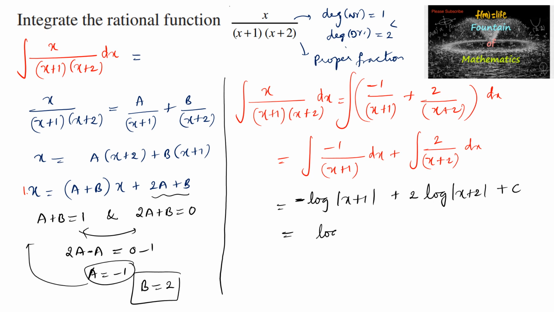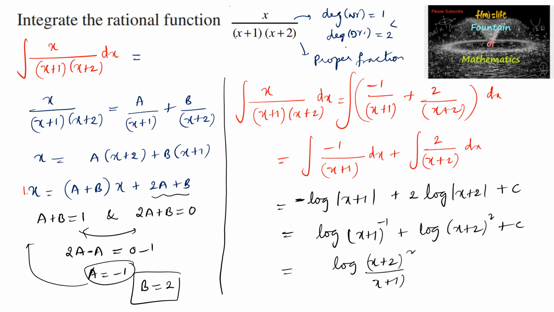or we can write log of (x plus 1) whole to the power minus 1 plus log (x plus 2) whole square plus c, or we can write log of (x plus 2) whole square upon (x plus 1) plus c. So we can give the answer: log of (x plus 2) whole square upon mod of (x plus 1) plus c is the final answer.